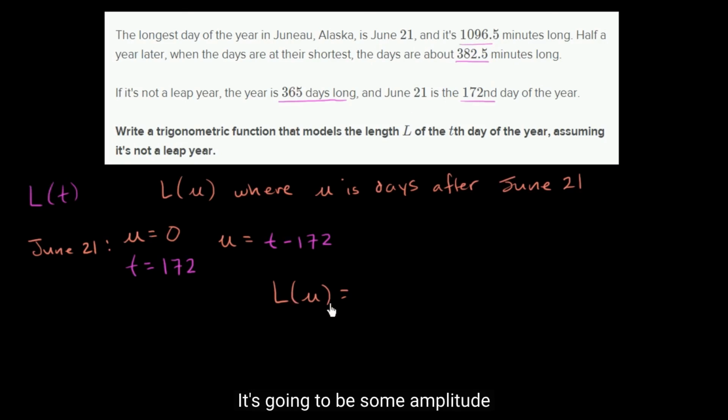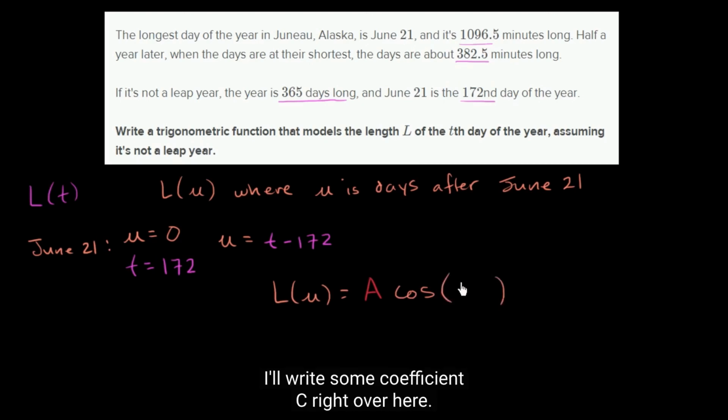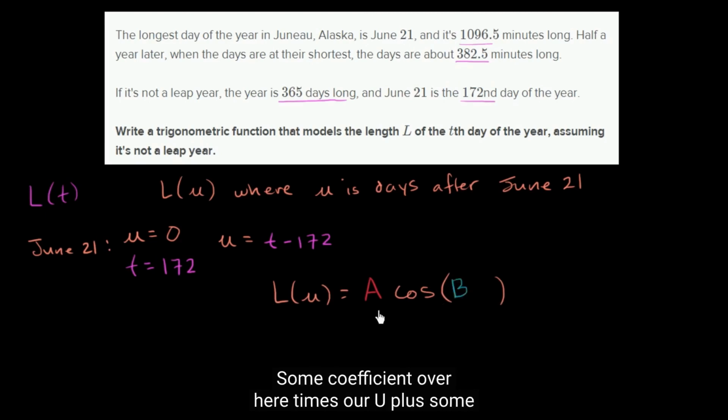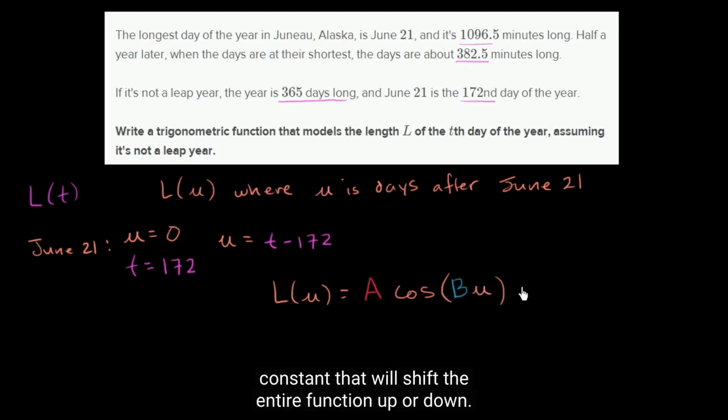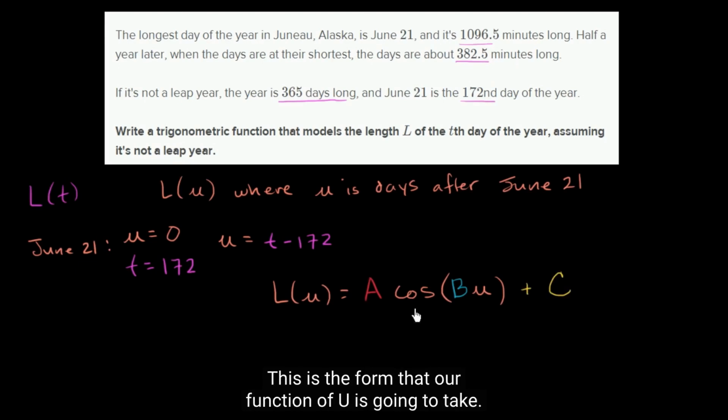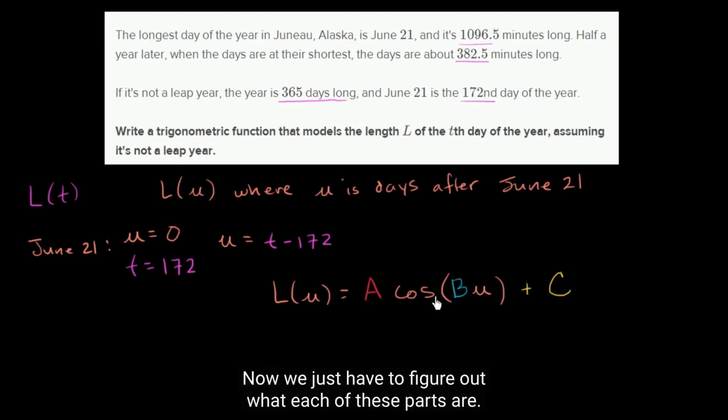So it's going to be some amplitude times cosine of, and let's say I'll write some coefficient c right over here. Actually, let me just use a b since I already used an a. Some coefficient over here times our u plus some constant that'll shift the entire function up or down. So this is the form that our function of u is going to take. And now we just have to figure out what each of these parts are.